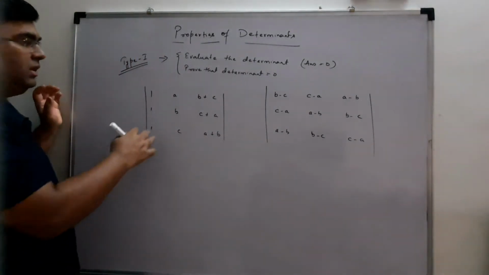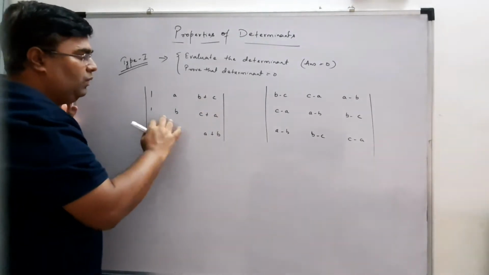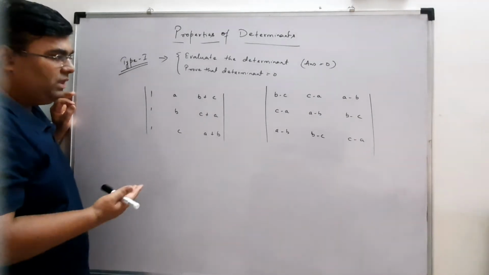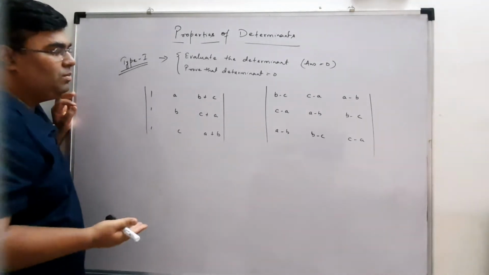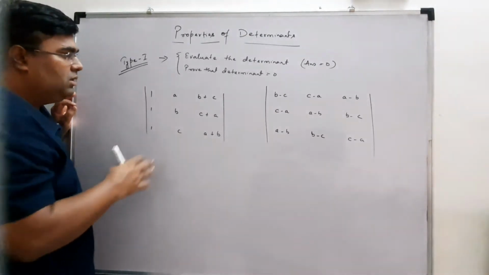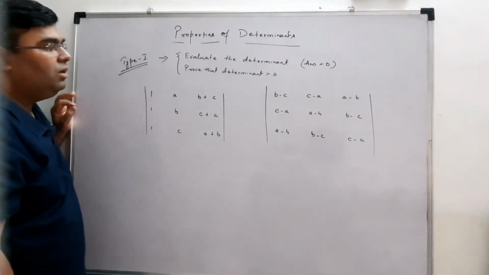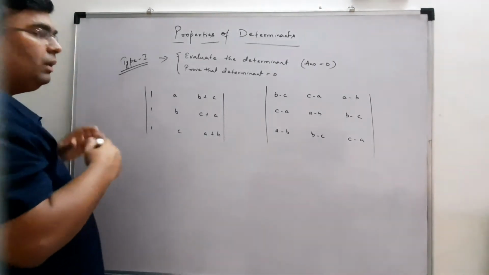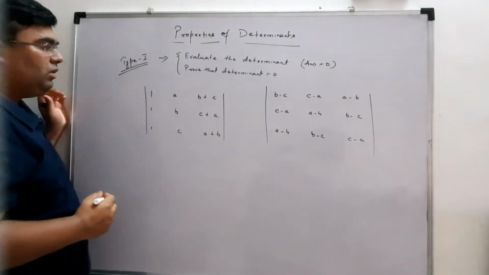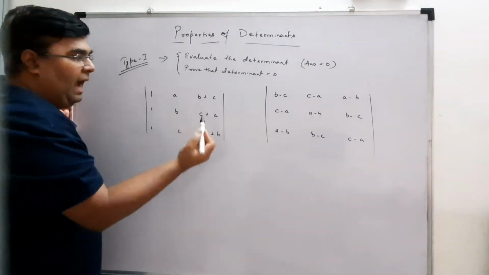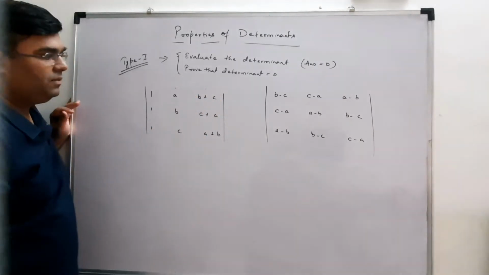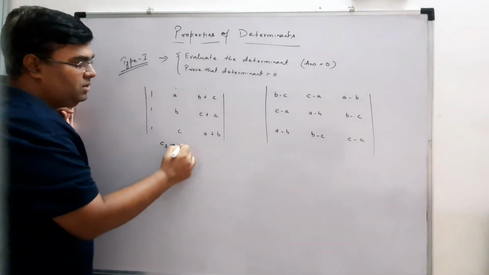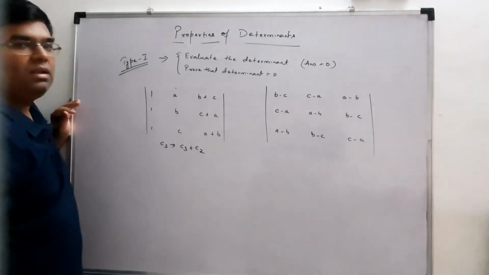First one is this one: 1, a, b plus c; 1, b, c plus a; 1, c, a plus b. Here we cannot see whether two rows or two columns are identical, or zeros in one row or one column. So we will have to change it. How? Using the properties of determinant only. What we can do is add these two columns. Suppose I write that C3 becomes C3 plus C2.